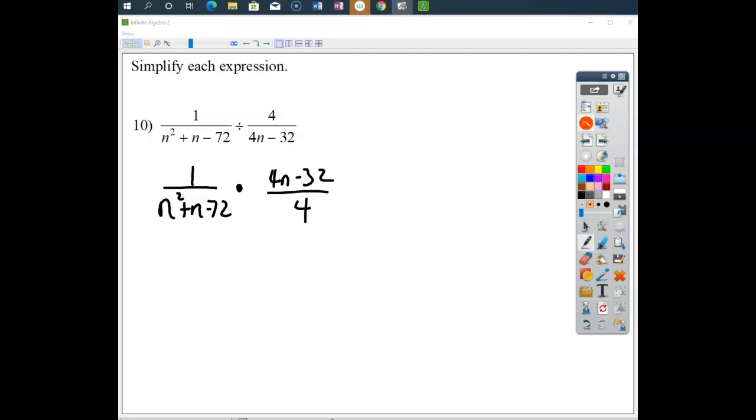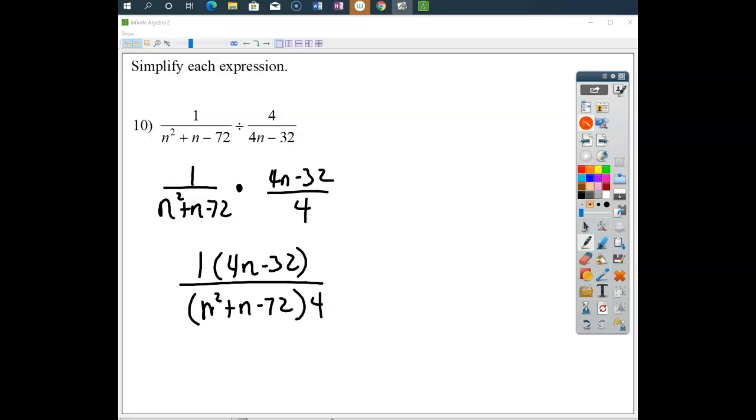After that, it's a multiplication problem. So it's top times top over bottom times bottom. Now, once again, we're not actually going to multiply them together because what we want to do is factor and cancel. So on the top, I'm going to take a 4 out. I don't really need the 1 in the front, by the way, so I'll just get rid of that. But I'm going to take a 4 out, which would leave me with this.